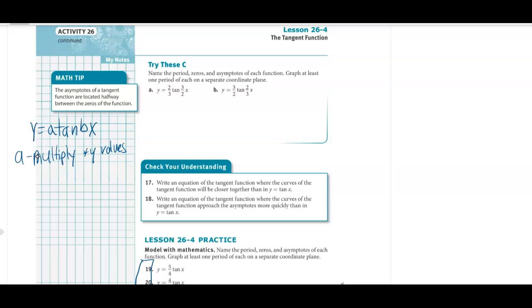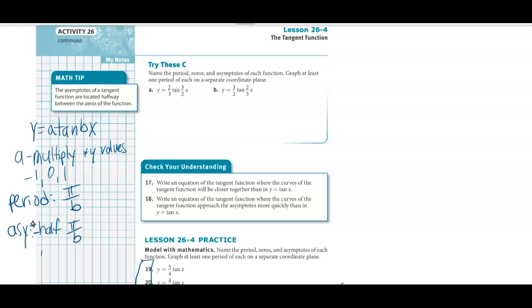So we're going to multiply those y values by that. And we're always going to use that -1, 0, 1 as our three starting y values, and then multiply as needed. B is going to affect the period. So the period is going to be pi over b, and then the asymptotes are going to be half of pi over b, one positive, one negative.